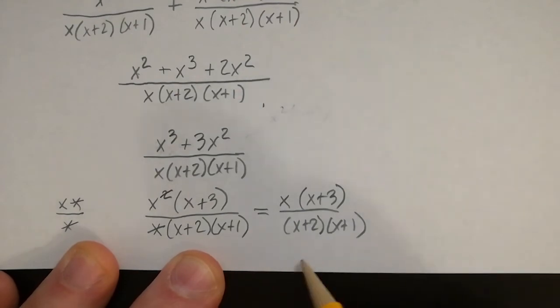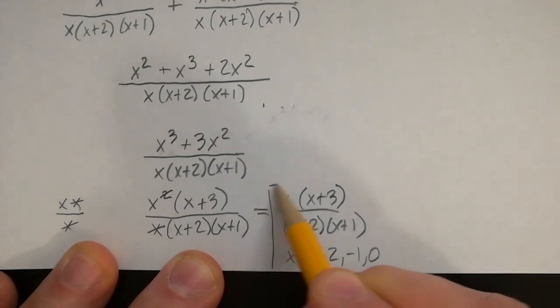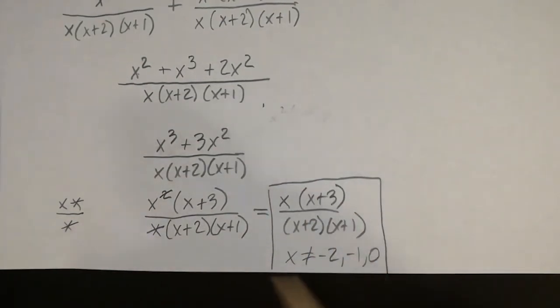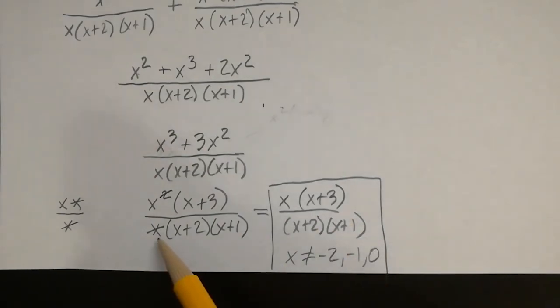And then writing our excluded values, which I identified up there, are -2, -1, and 0. You do need to include the 0, even though that x canceled out. This problem has a history, and at some point there was an x in the denominator, so you do have to state that in the answer. Okay, you guys go ahead and do number 4.